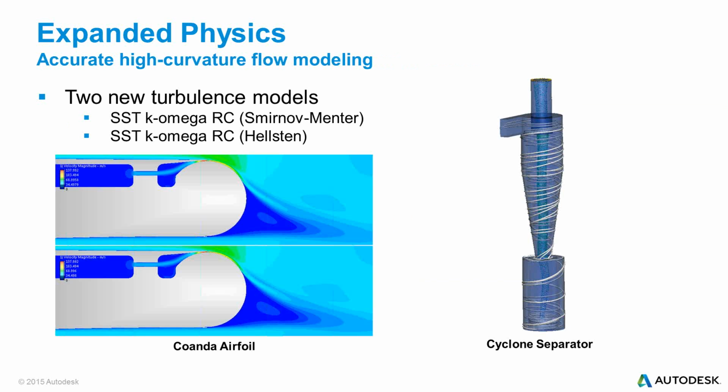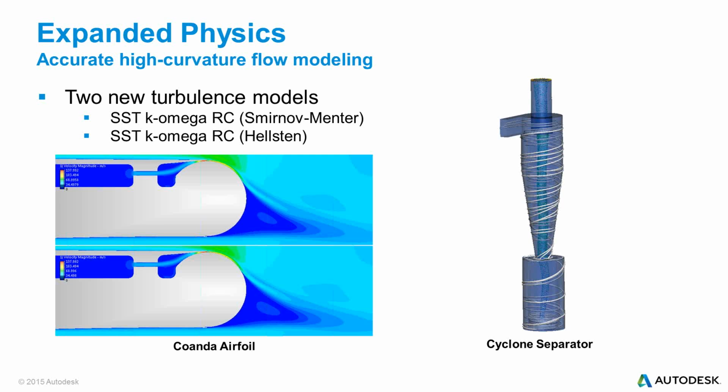So other expanded physics, we added accurate high curvature flow modeling. So we added 2 new turbulence models. I think we had these as a hidden flag for a while to let guys kind of mess around with them, but we added them completely to the interface. So they're what we call curvature correction or rotational correction models, and SST variants. So one of them's a Smirnov Mentor and one of them's a Helston.